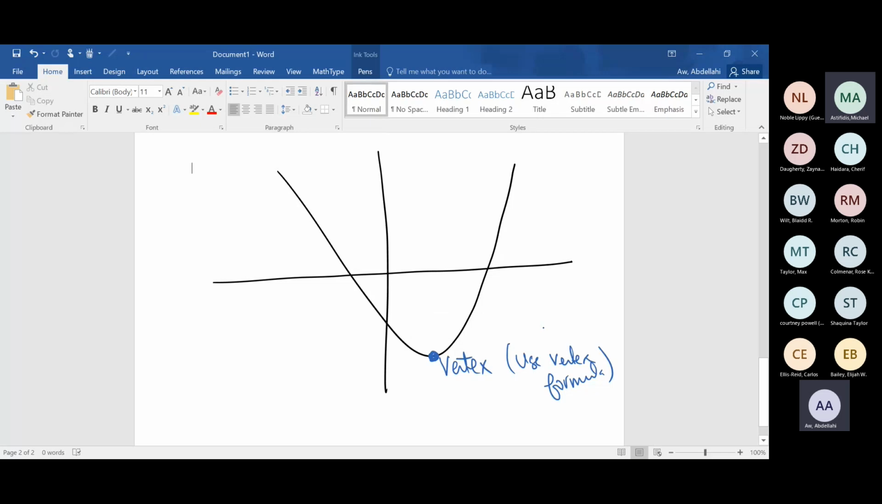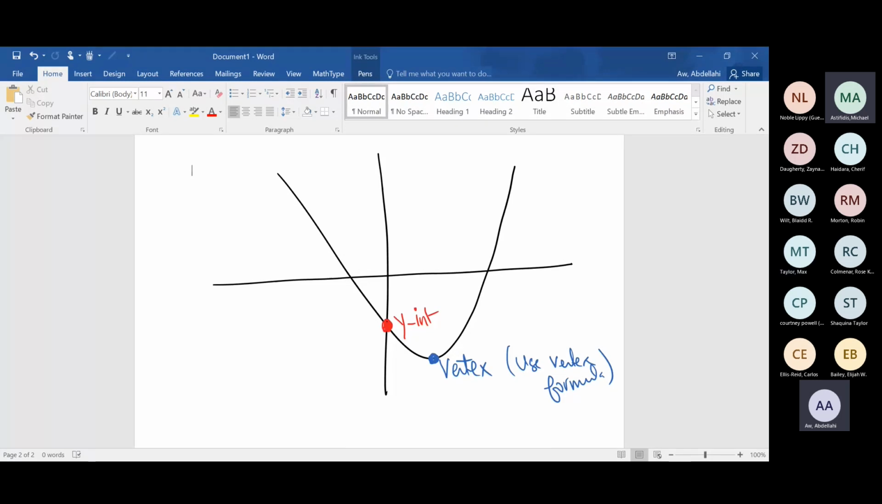What other point is very, very important? This one right here. What do we call this point? The y-intercept. Thank you. Now, for any function, do you remember how to get the y-intercept? By plugging in what number? 0 for x. Exactly. For any function, the y-intercept is always f of 0, right?